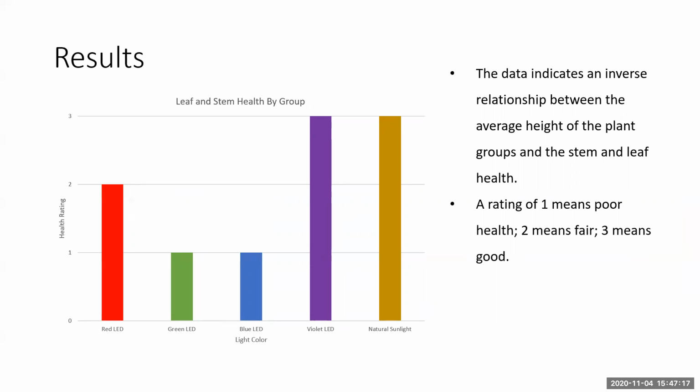The data indicates an inverse relationship between the average height of the plant groups and the stem and leaf health. So basically, as the height of the plants increased, the health decreased, and vice versa. Please note that on the graph, the health rating of 1 corresponds to poor, 2 corresponds to fair, and 3 means good health. So this graph indicates that the violet and natural sunlight plant groups were the healthiest.